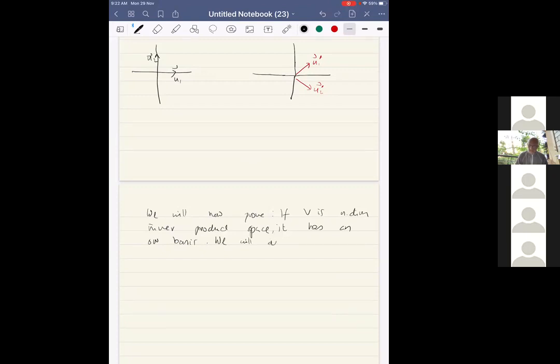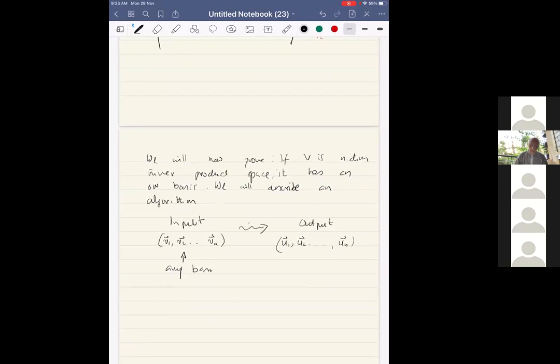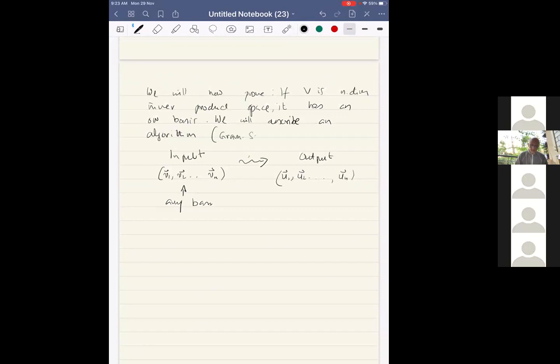We will describe an algorithm whose input is any basis V1, V2, ..., Vn, any basis, not necessarily orthonormal, and output U1, U2, ... So this is called the Gram-Schmidt orthogonalization process. Okay, so this is how it goes.